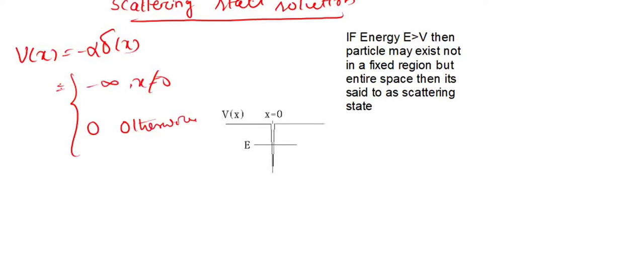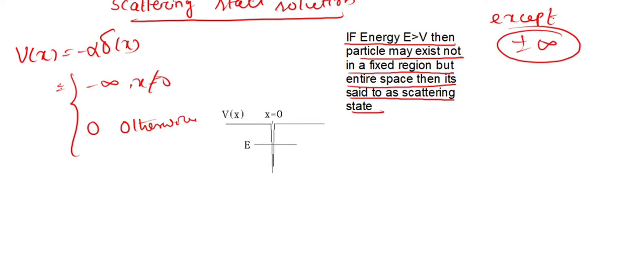So this one is going to be the case for the scattering state solution of the 1D attractive Dirac delta potential. If energy is greater than V, then the particle may exist not in a fixed region but in the entire space, and then it is said to be a scattering state. Entire space means everywhere except at plus minus infinity, where the particle's wave function must vanish.